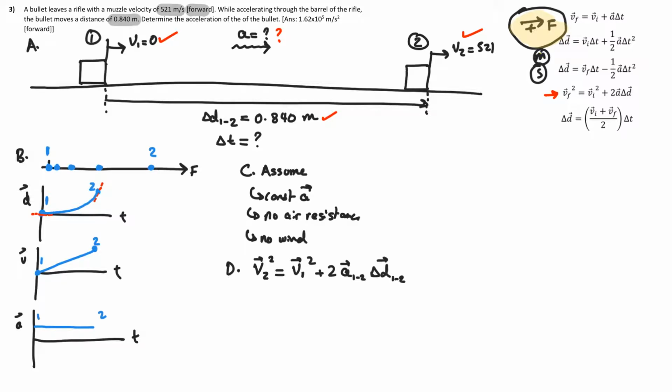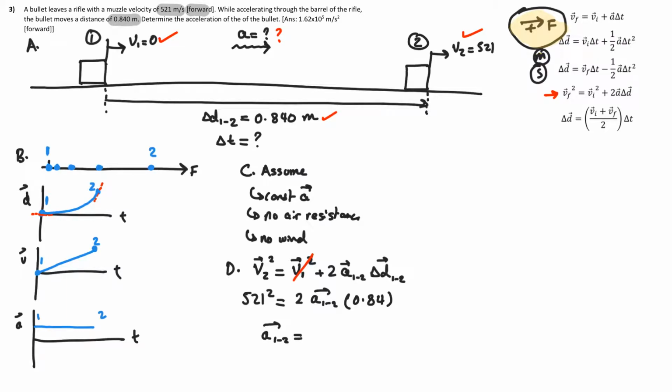Good. Let's do this. The final velocity is going in the same direction as my positive forward, so that's going to be 521 squared. That's going to equal 0 squared. So that's just 0, I'm going to just cancel it out. And this is going to be 2 times my acceleration. I'm assuming that it's going in this direction, and this is also positive, so I'm just going to use a positive value. And I know that my displacement from 1 to 2 is in this direction. That's a positive direction, so I'm going to put a positive value here of 0.84.